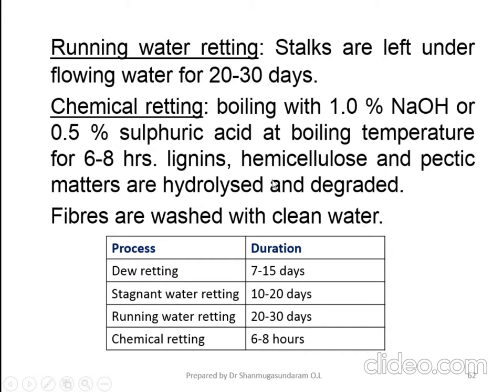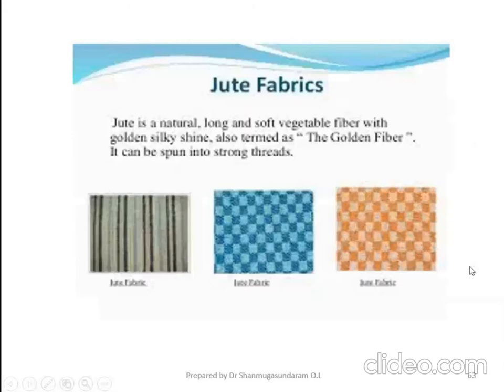It is similar to the flax fiber extraction process. The four retting processes are similar to your flax fiber extraction, with the same duration. Dew retting takes 7 to 15 days, stagnant water retting 10 to 20 days, running water retting 20 to 30 days, and chemical retting 6 to 8 hours. Here also you can choose chemical retting for the extraction of the fiber, but you have to keep the conditions maintained during the process. Otherwise it will affect the quality of the fiber, that is, the properties of the fiber.